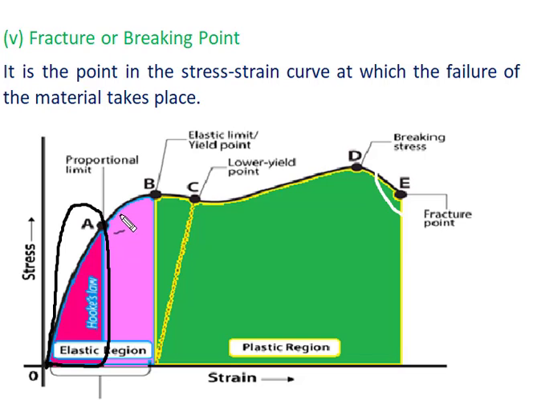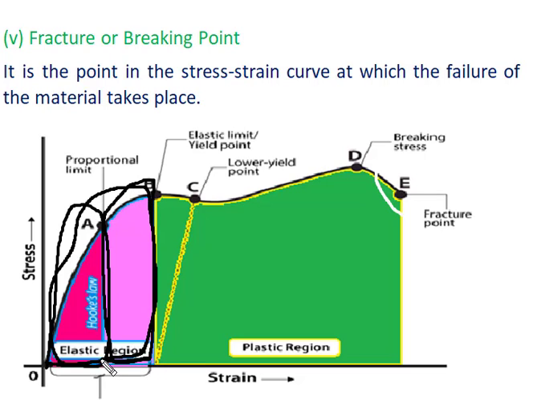And then the next region, A to B, also has elastic property, but the stress and strain are not in proportional value. And then it goes to the maximum limit, the elastic limit. Beyond this, it would not be an elastic material. So this whole region is called the elastic region.